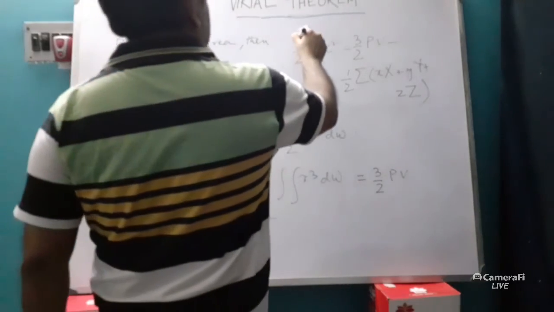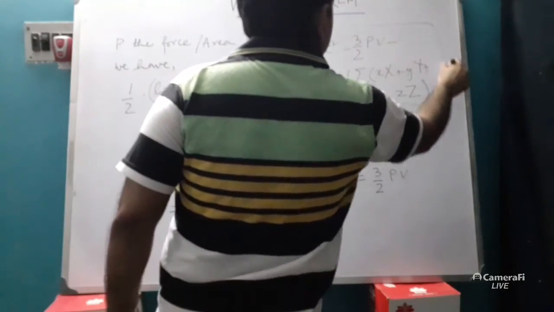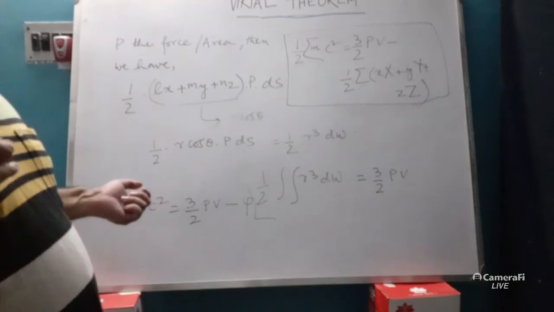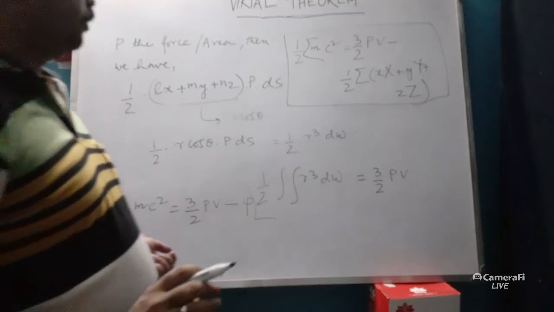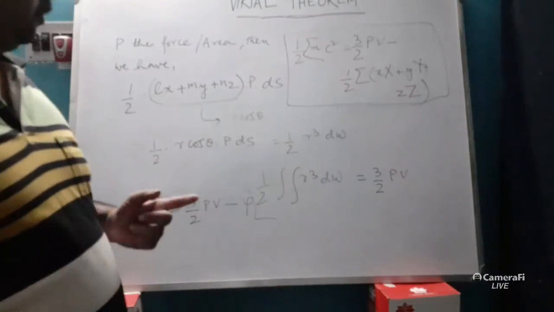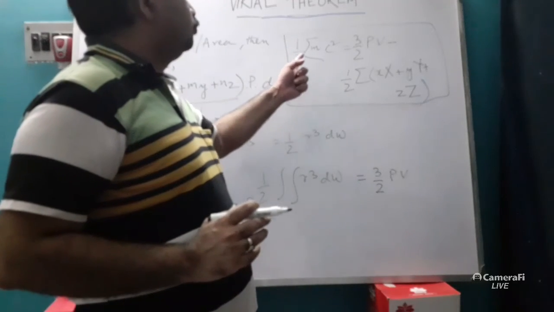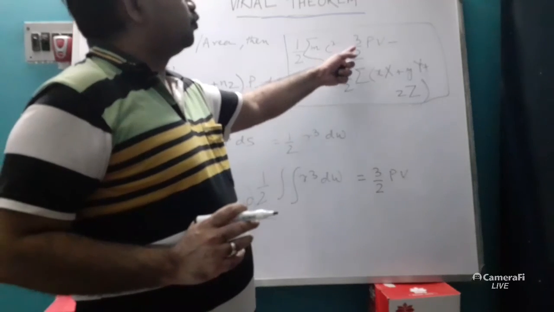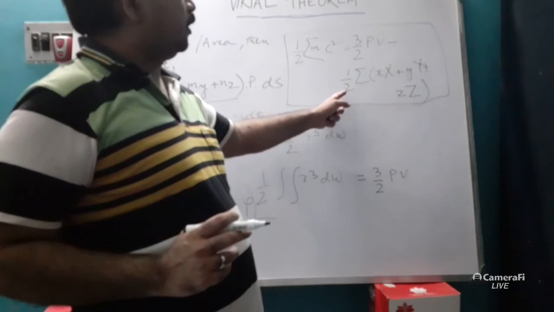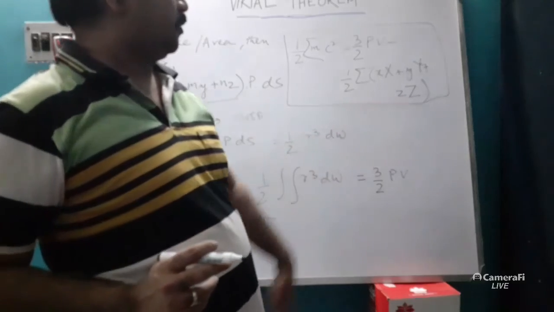This is as obtained, and this can be referred to as the complete virial equation for a non-ideal gas. In case of an ideal gas, this part is obviously equal to 0. Since we are considering it to be a non-ideal gas, what we have is 1 by 2 mc square equal to 3 by 2 pressure volume minus 1 by 2 summation of small x capital X, small y capital Y, and small z capital Z.